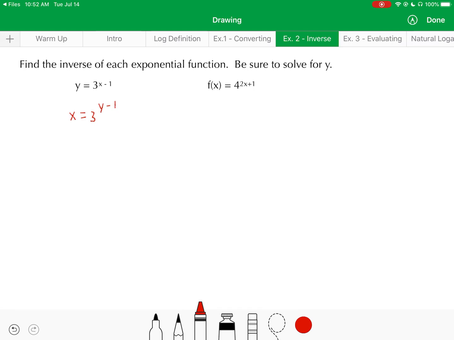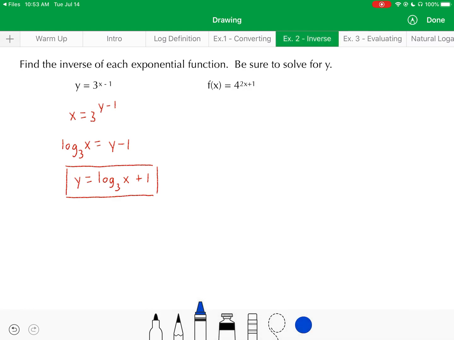And then in order to solve this for y, I'm going to need to put it in its logarithmic form, okay? So that would be log base 3 of x equals y minus 1. And then, of course, to get y alone, you would add 1 to the other side. And then I'm just going to kind of flip everything here. I'm going to write this as y equals log base 3 of x plus 1. And that would be my inverse function. Okay.